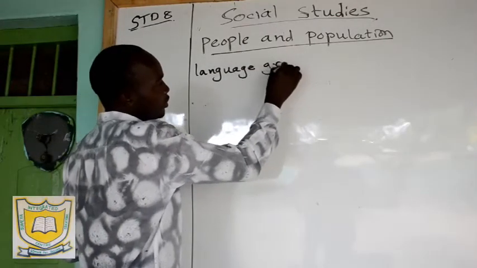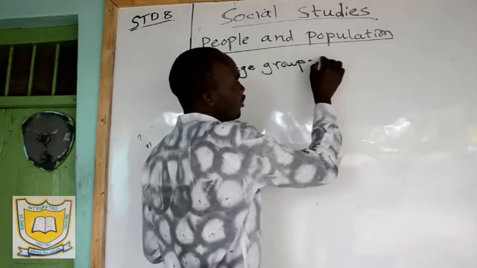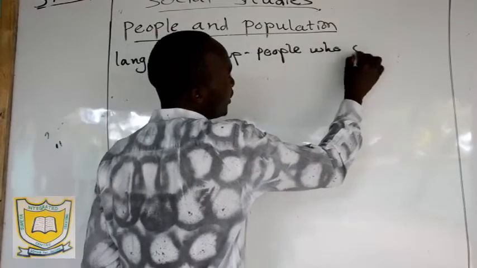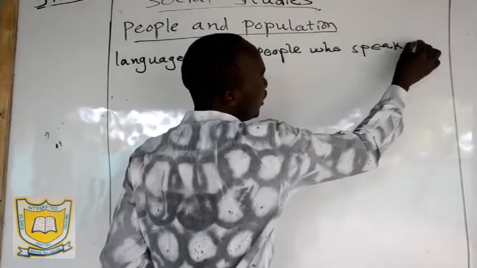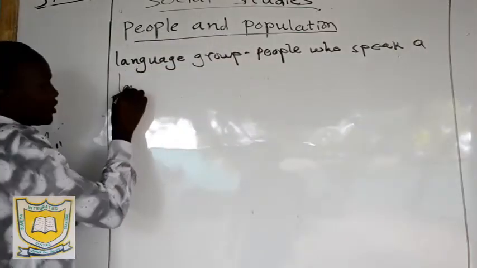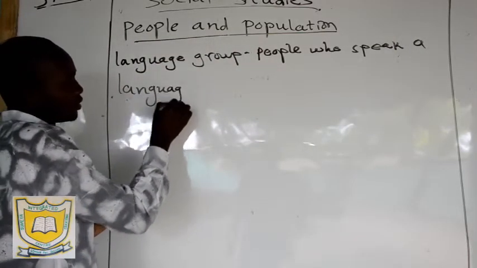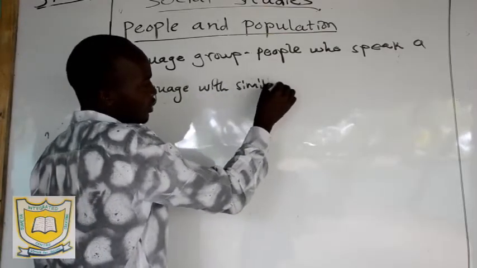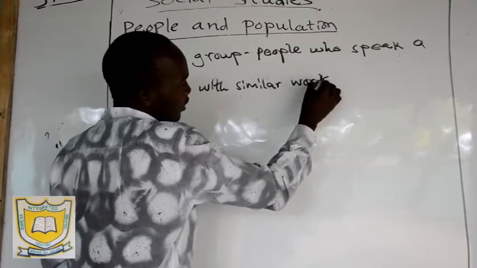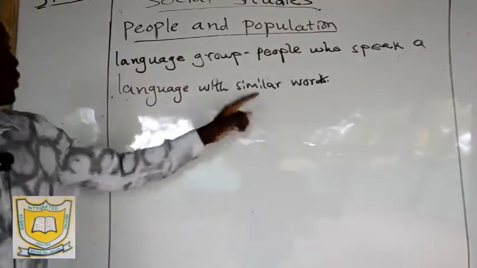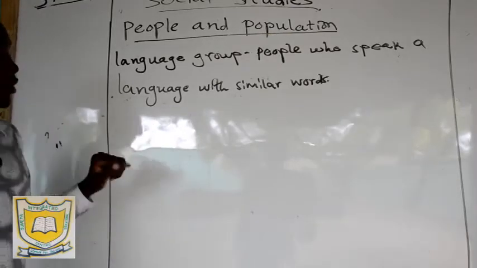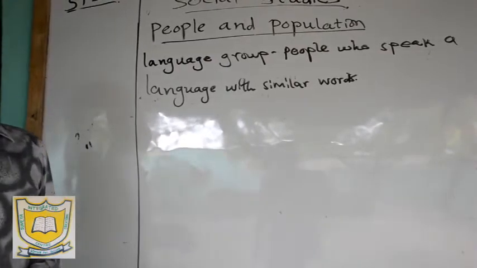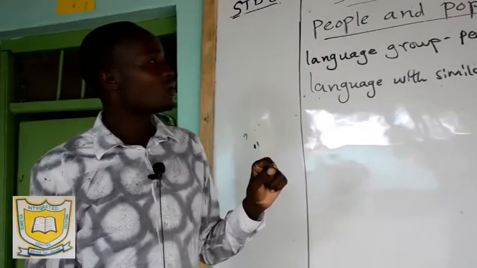Language group. So a language group is a group of people who speak a language with similar words. They don't speak the same language, but they speak languages with similar words. So that's what we call a language group. A language group is a group of people who speak languages with similar words. So that's what we're talking about.